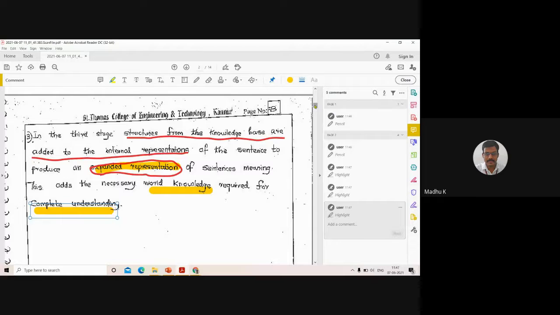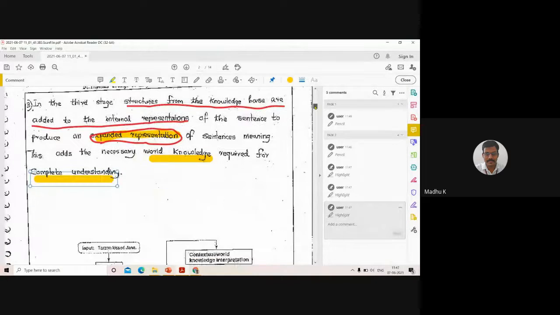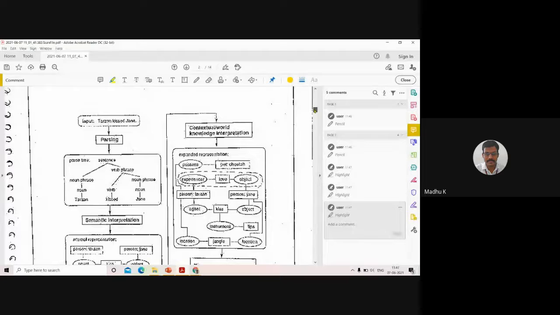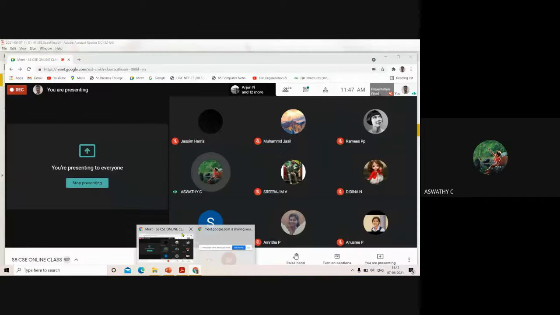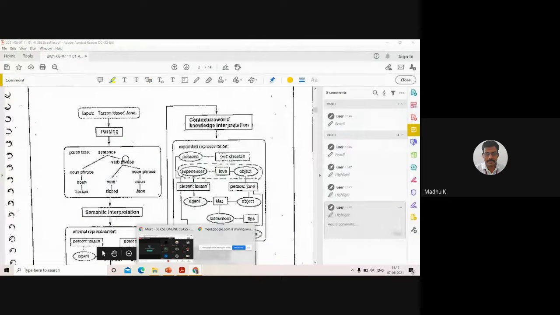Hello, Ashwathi, okay? Connection ഉണ്ടല്ലോ? Sir, ഒന്ന് റെസ്പോണ്ട് ചെയ്യട്ടെ, ഉണ്ട് കുറച്ച് കണക്ഷൻ പ്രോബ്ലം ഉണ്ട്.